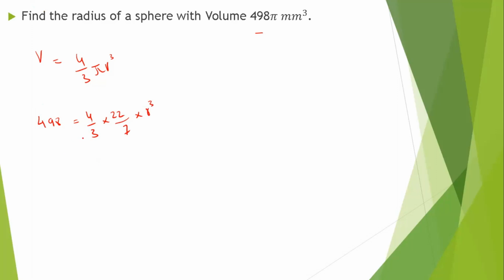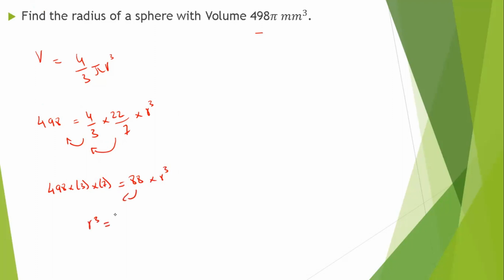Hence, what I do is I shift the 3 to the other side. I also shift the 7 to the other side. Either you multiply it and make it 21 and shift it at once, or you can multiply 498 by 3 first, then multiply by 7. Either way, the answer will be correct. So 498 multiplied by 3 multiplied by 7. Then you write 88 on this side multiplied by r cubed. In the next step, you shift the 88 to the other side.